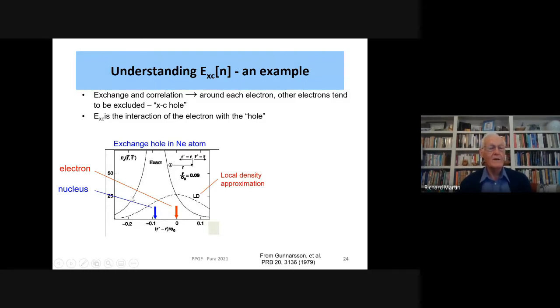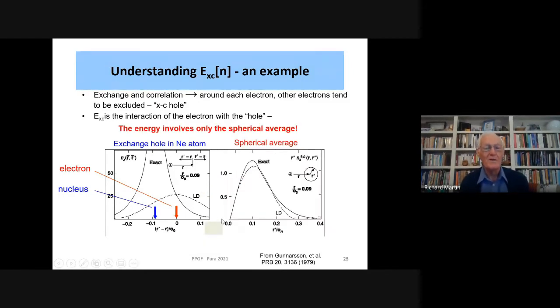The exchange hole is mainly back around the nucleus because that's where the other electrons are. The local density approximation is nothing like that. It's isotropic since it's a homogeneous system, so it's the same on the left and right. And I think you would agree the dotted line is not a very good approximation to the solid line. But remember, the energy involves only the spherical average. And if you look at the radial distribution of this exchange hole, this would be the density of that hole per unit radius. This is the exact result from Hartree-Fock, and this is the local density approximation. And I think you might see that that's a pretty good approximation.